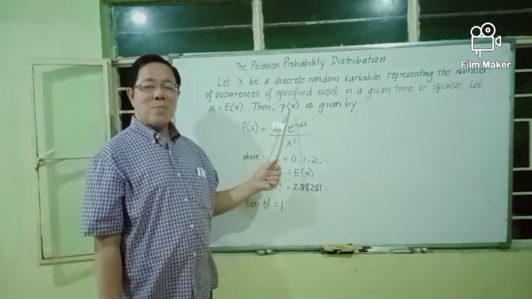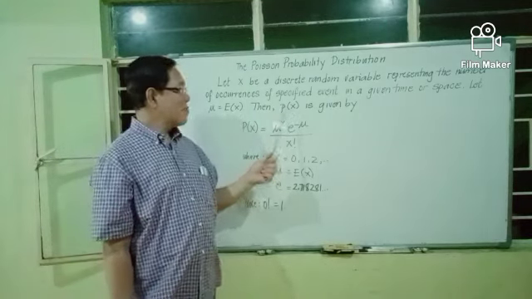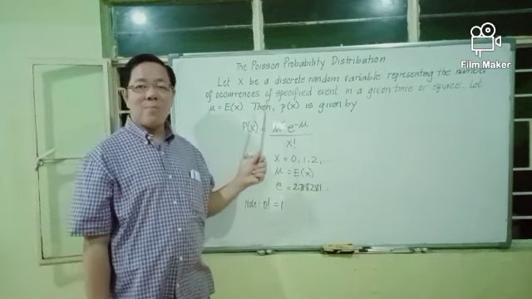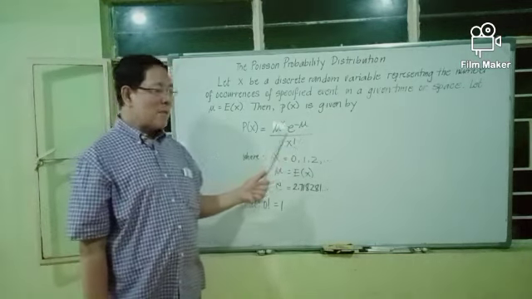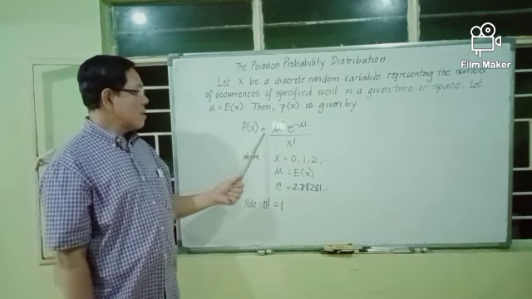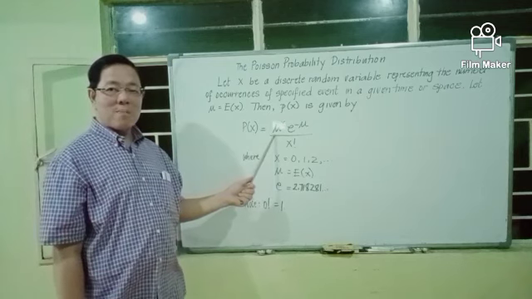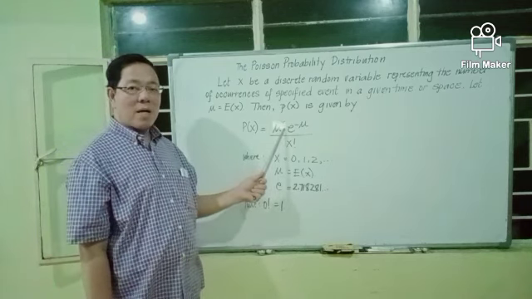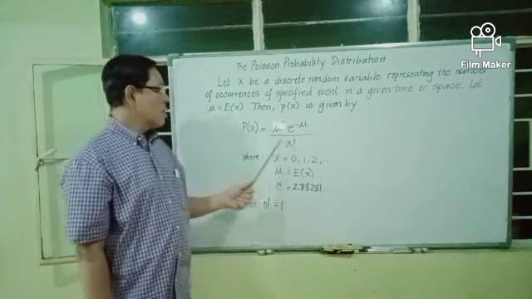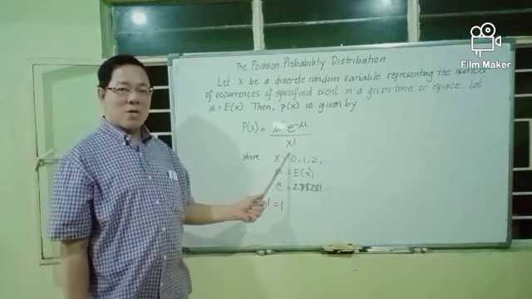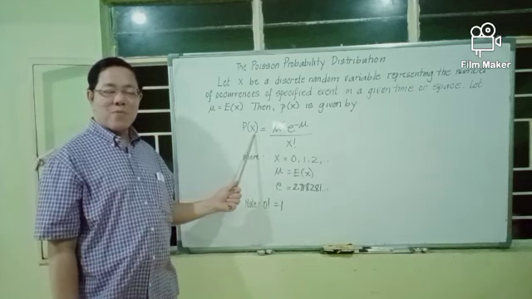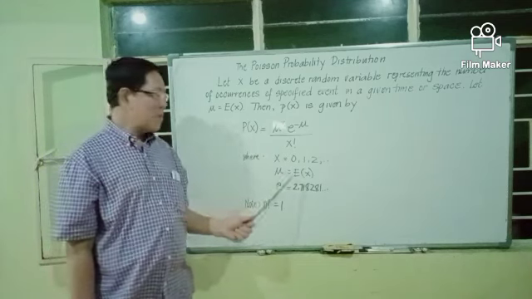Then the probability of the discrete random variable x, representing the number of occurrences of a specified event in a given time period or space, is given by the following formula. Probability of x is equal to mu, the expected value of x, raised to the power x, multiplied by e to the minus mu, divided by x factorial, where the values of x go from 0 to positive infinity.